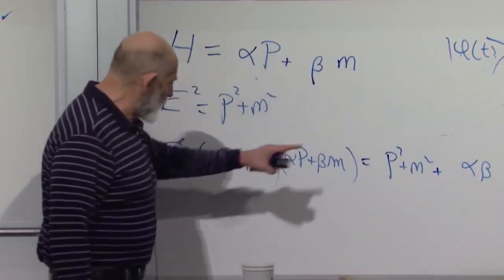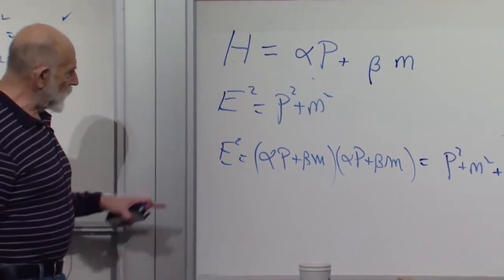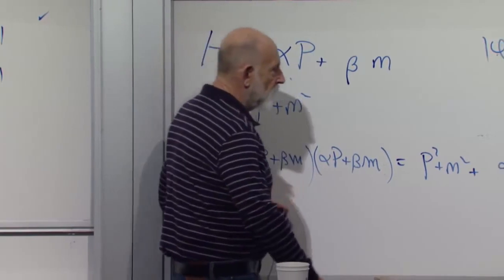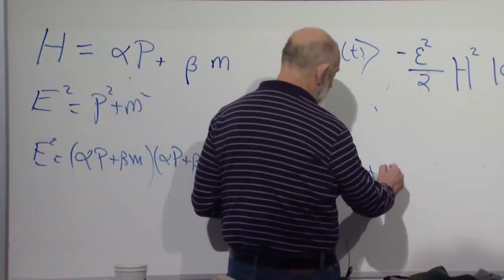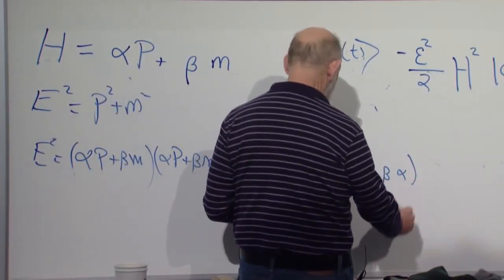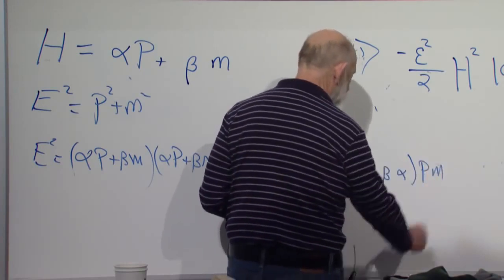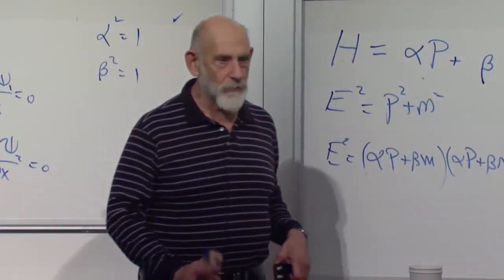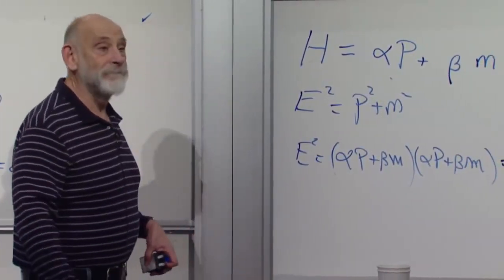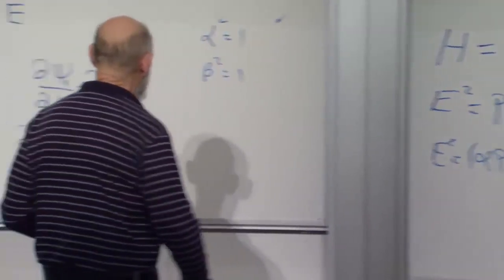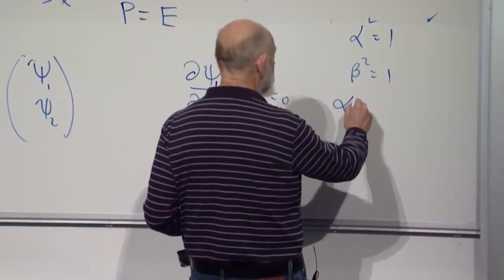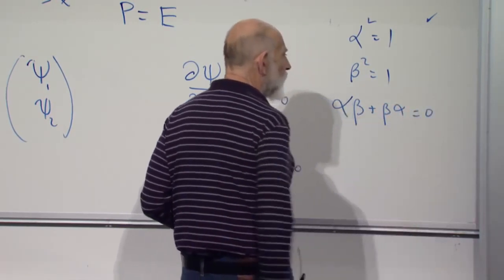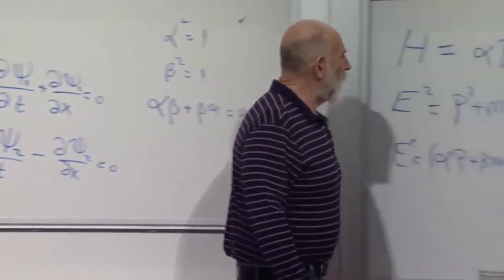It's a product of p with m. And it's got one term which has alpha beta and another term which has beta alpha. So it has alpha beta plus beta alpha times pm. We don't want that term. So they should anti-commute. So we want alpha beta plus beta alpha to equal 0. And once we do that, then we have our cake and eat it.